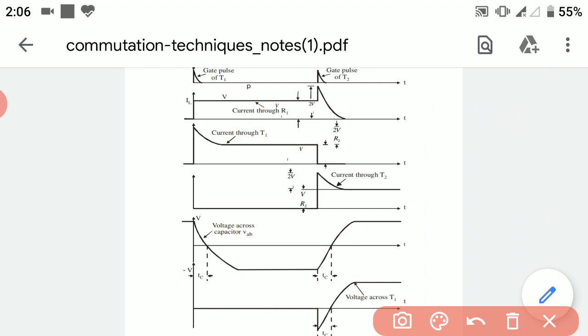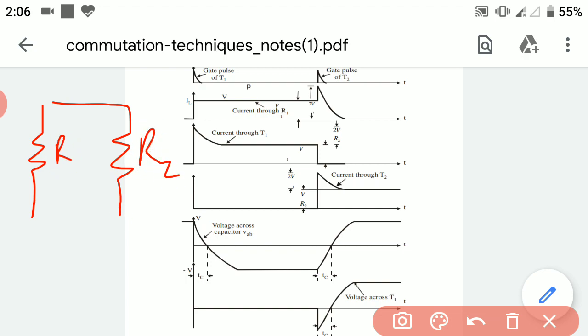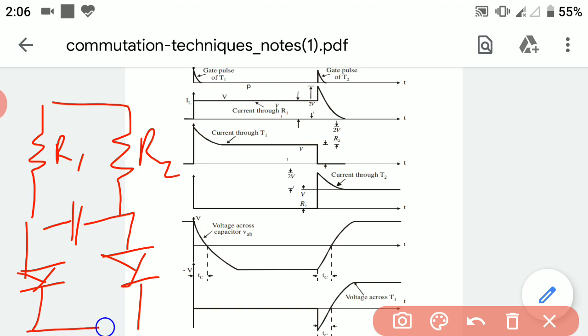As you can observe, the load current waveform is constant, that is, current is continuously flowing through the resistor R2. This was our R1 and this was our R2, here is the capacitor, thyristor, and here we have another thyristor. So that was the circuit diagram. Through R2 and R1, the current was continuously flowing.